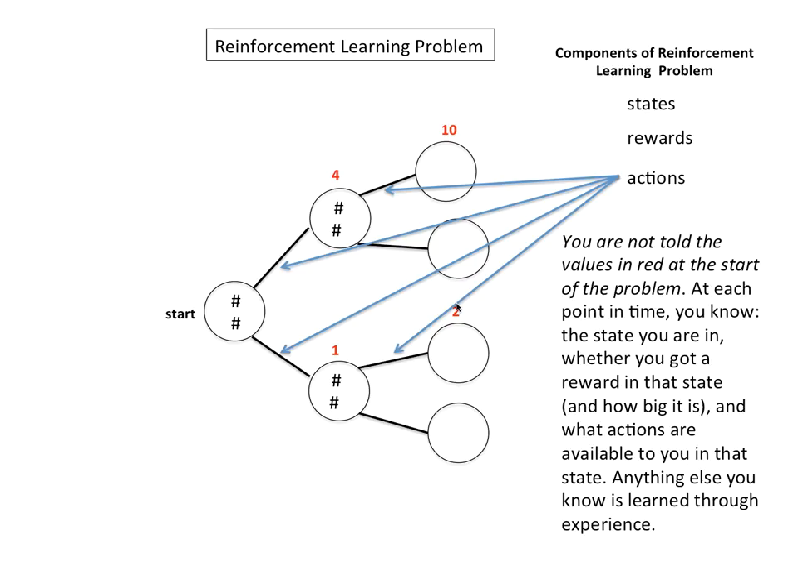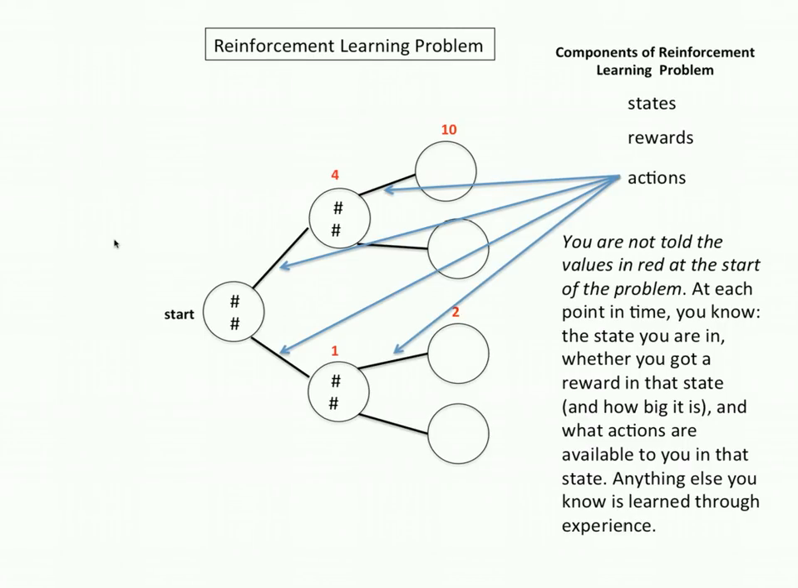One thing to emphasize is, like in the calendar problem, you are not told the values in red at the start of the problem. More specifically, this is what you know when you are in a reinforcement learning problem. You know the state that you are in, whether you got a reward in that state and how big it is, and what actions are available to you in that state. So you're going to move through this state space each time just knowing the state you're in, the reward that you've gotten, and the actions available in that state. Everything else that you might know about the problem is something that you learn through experience.